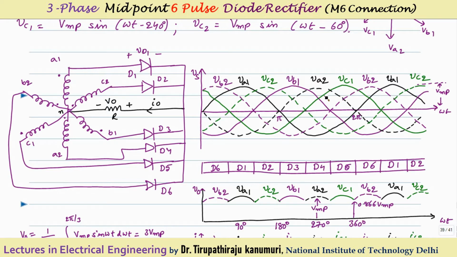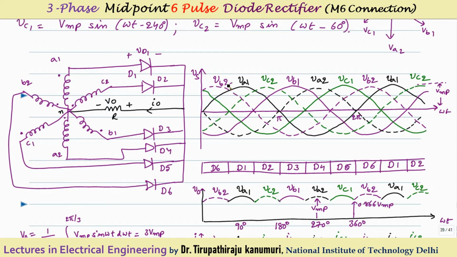Same thing is the case for VC1. VC1 is lagging by 240 degrees. So this is my value of VC1, you can see this red color. VC2 is 180 degrees opposite to VC1, so I have drawn it with dots. So you can see here, out of 360 degrees, each one of these phases will be higher than the second phase for a duration of 60 degrees, compared to 120 degrees in the case of the 3-pulse converter, which we discussed in the last 2 lectures.